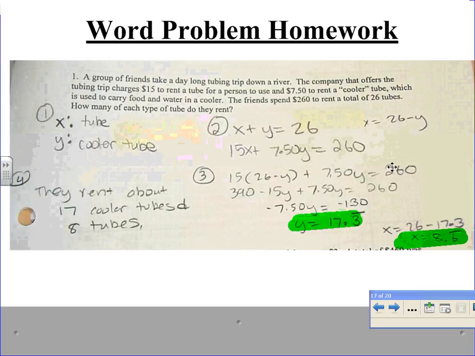The equations are X plus Y equals 26, and 15X plus 7.50Y equals 260. You definitely can use a matrix. I use substitution. You do not have to. If you prefer elimination, you also could have used that. So again, any method is fine as long as you have everything else right. Any questions on 1? Okay, Kate, what'd you get for number 2?